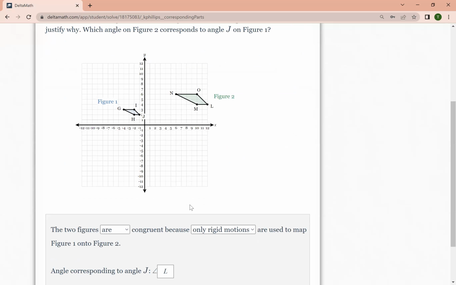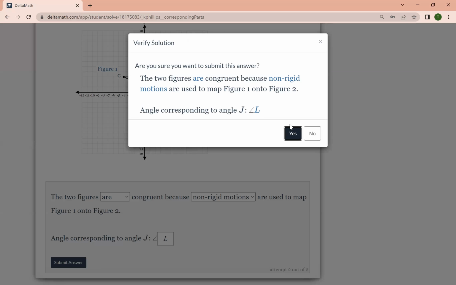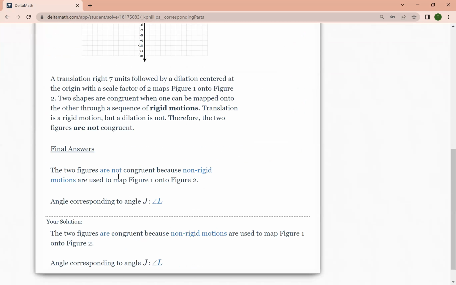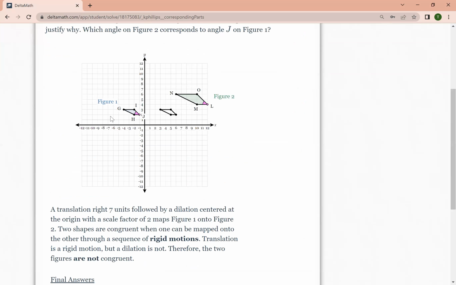I'm sorry, non-rigid. Maybe that's what it was. Take a look here. Didn't like that. Why didn't it like that? Okay. Two figures are not congruent because non-rigid motions are used. How would we have known that? 7 units followed by dilation. I don't know how we would have known that.